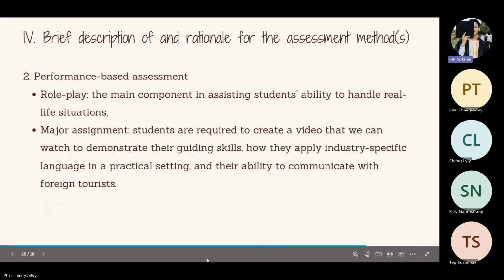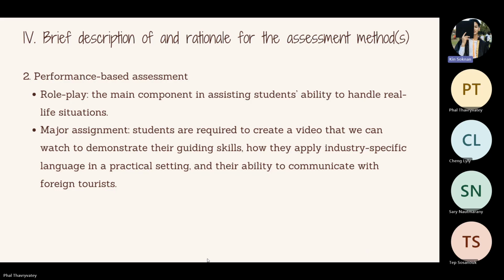In the next slide, it's about performance-based assessment. Role play and major assignment are included in the performance-based assessment. Role play is the main component in assessing students' ability to handle real-life situations. We would like to assign our students to go to a tourist site where they can show their ability to help and guide tourists in that area. When they guide their tourists, they will face some challenges and get some complaints, so it is an opportunity to learn how to handle those real-life situations.